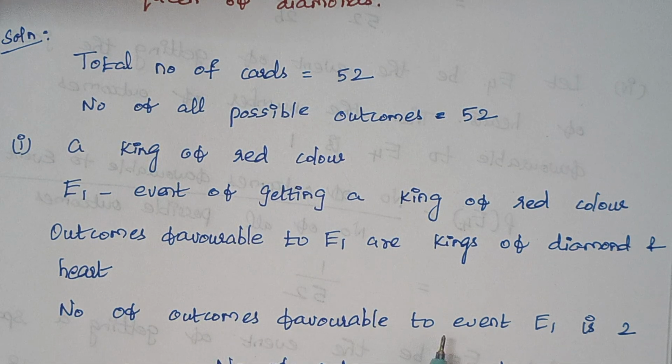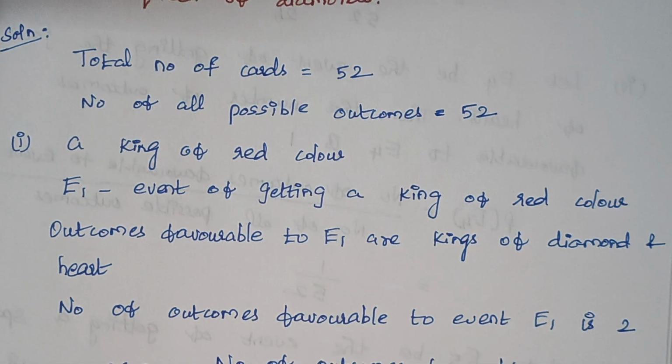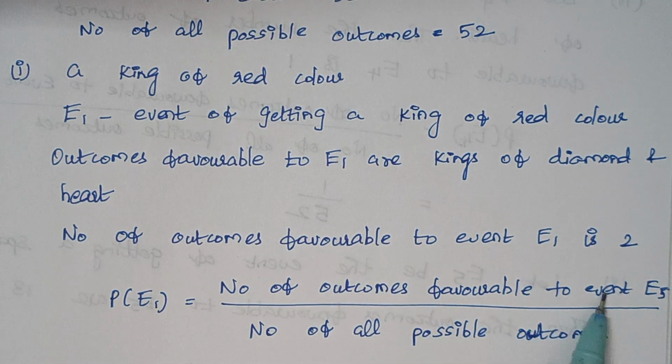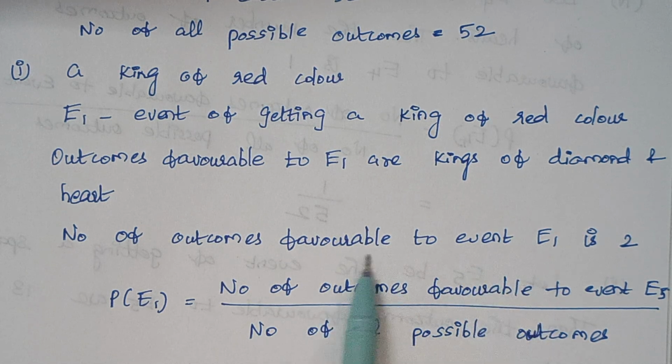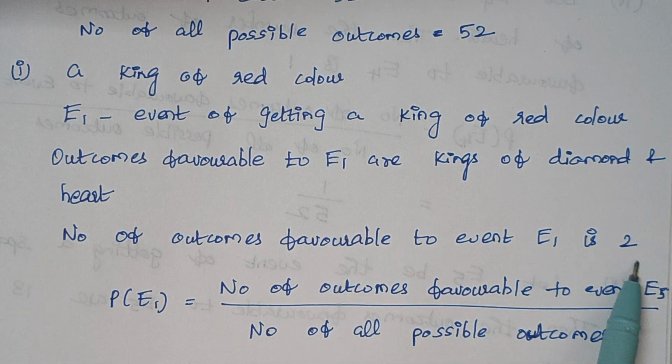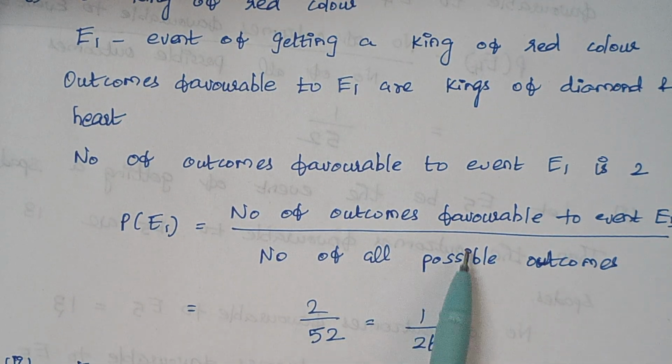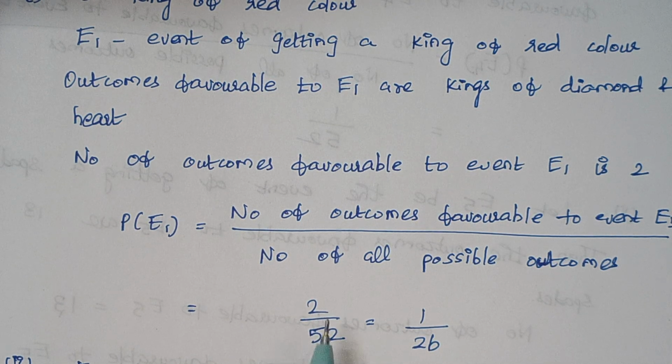So number of outcomes favorable to event E1 is 2. Therefore, what is the probability? Probability is nothing but number of outcomes favorable to the event E1 divided by number of all possible outcomes. So how many favorable outcomes do we have? We have 2. So here it is 2 by 52, right? Number of favorable outcomes is 2 and total number of outcomes is 52. So 2 by 52, which is nothing but 1 by 26.